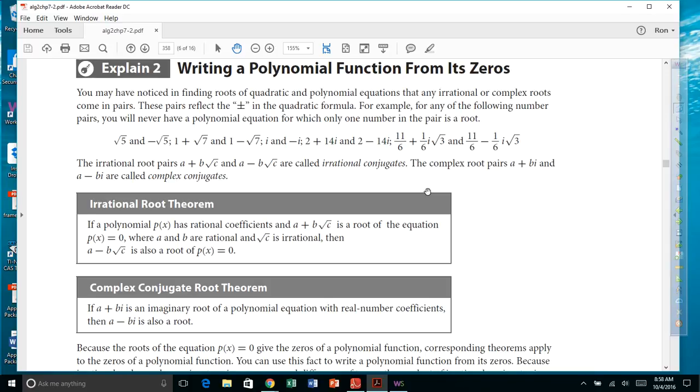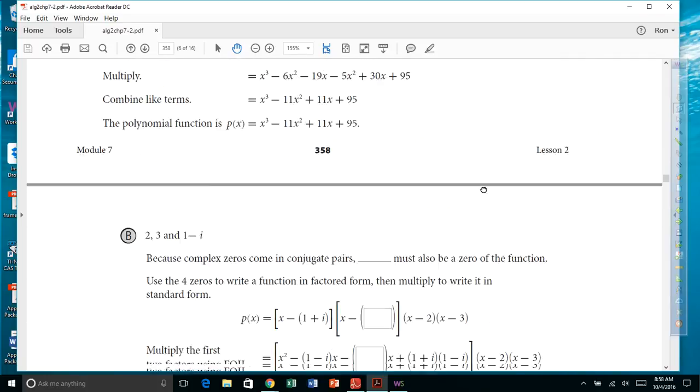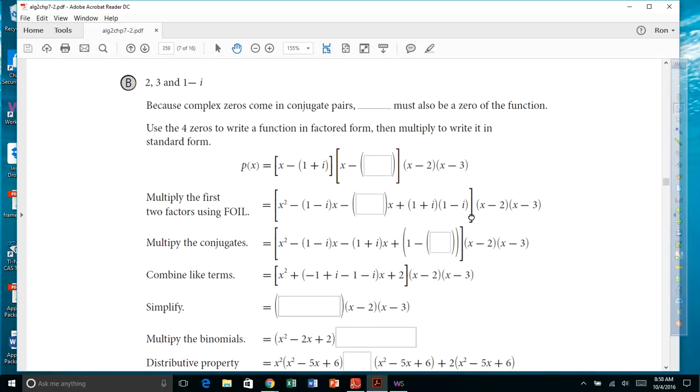Complex conjugate root theorem. If a plus bi is an imaginary root of a polynomial equation with real number coefficients, then a minus bi is also a root. All right, I'll let y'all read the rest of that. Do example A, and when you come back, we'll do example B.